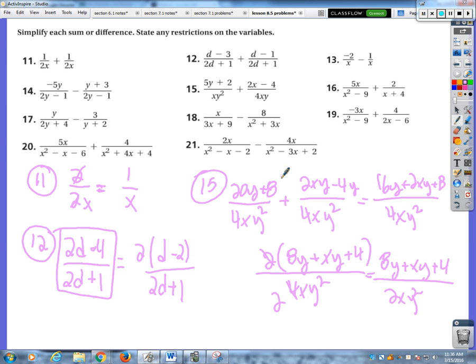Okay, Colin? How did you get the 16y plus 2x? How did I get that? Okay, I had 20y right here, minus 4y's right there. So 20y's take away 4y's is 16y's. And then the 2xy stayed the same and the 8 stayed the same. So those are just there.